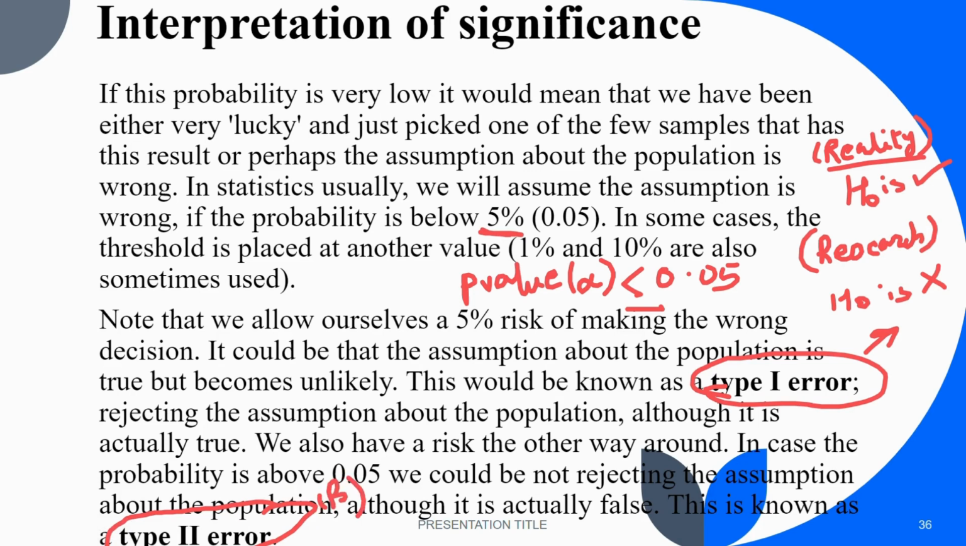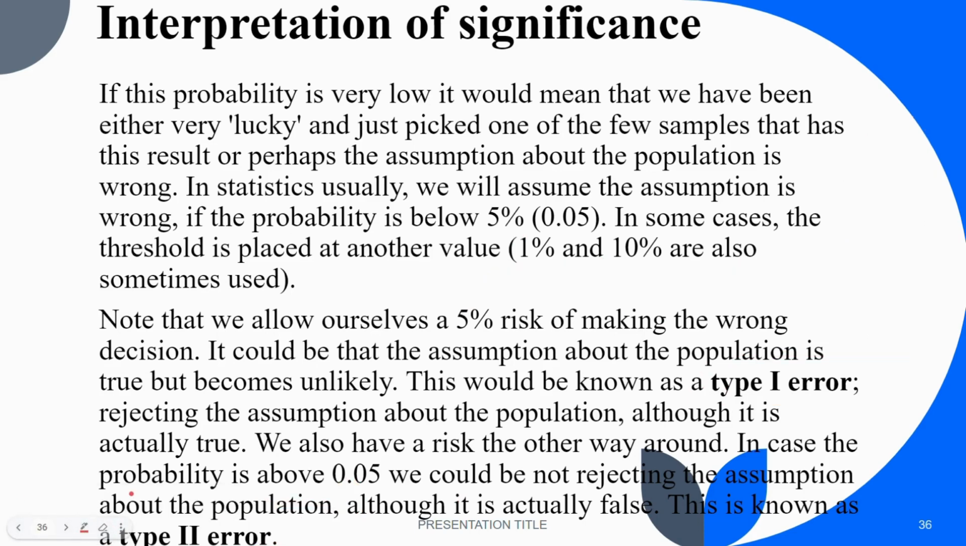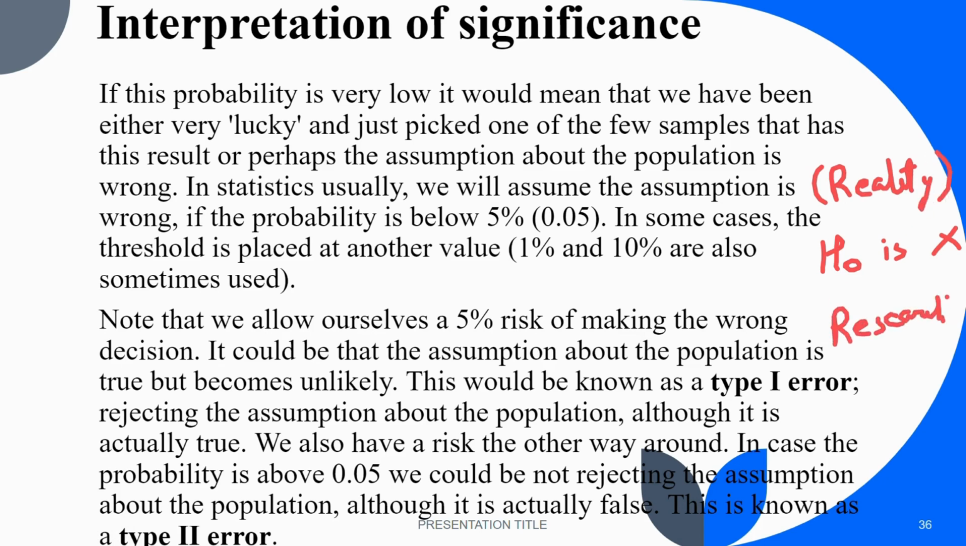Here we ask what will happen if we do not reject the null hypothesis even though it is incorrect. The type 2 error is that the null hypothesis is incorrect in reality, but our research is saying that the null hypothesis is correct. This is known as the type 2 error, or beta.